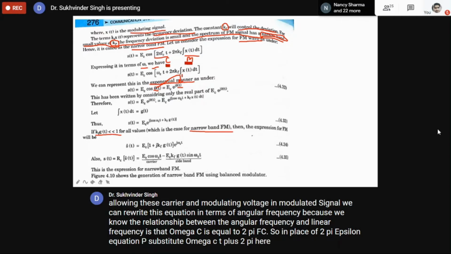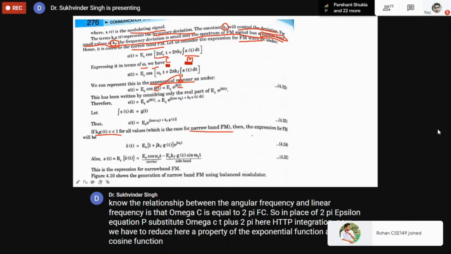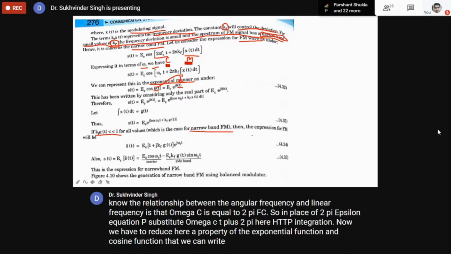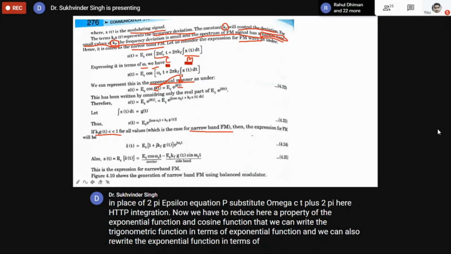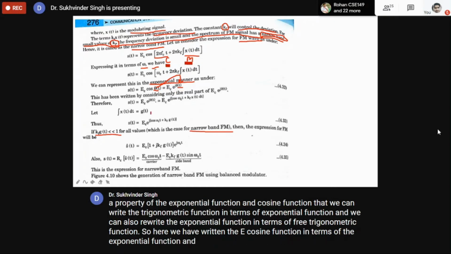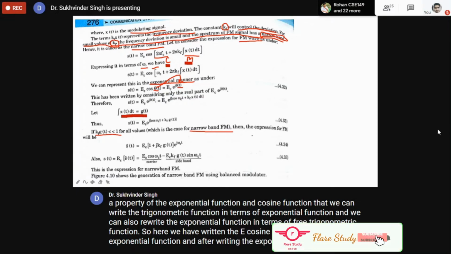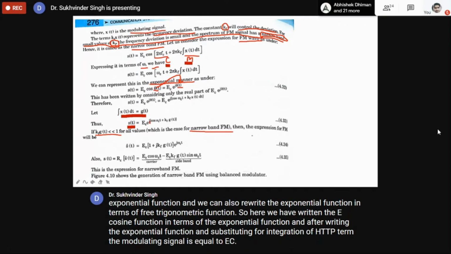Now we have to use here a property of the exponential function and cosine function, that we can write the trigonometric function in terms of the exponential function, and we can also rewrite the exponential function in terms of the trigonometric function. So here we have written the cosine function in terms of the exponential function, and after substituting for the integration of xt dt as the g(t) term, the modulating signal is equal to Ec exponential j, that is iota. You may write iota here as well. For j, they both have the same meaning.